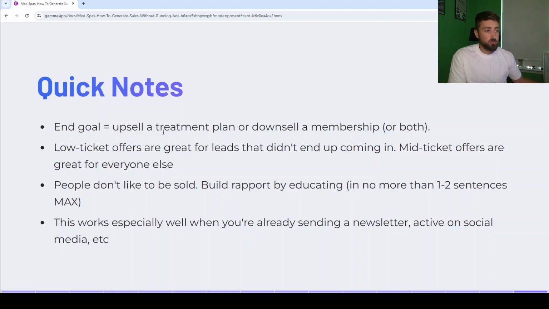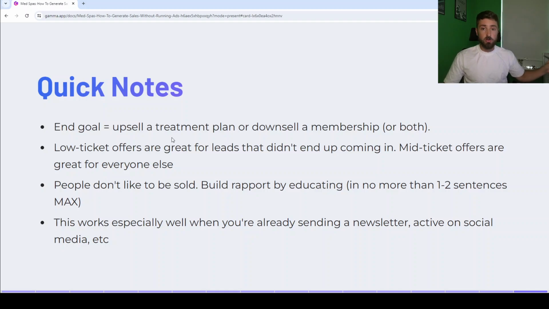The end goal is to upsell a treatment plan or downsell a membership, or both. So we're not just trying to get a quick cash injection with these mid-ticket items. Ultimately, we want to get people back in the door so that we can continue the relationship beyond that point. Because at the end of the day, with a mid-ticket item, you're not going to get crazy rich off of getting a bunch of people to come in for an $879 offer or something like that.